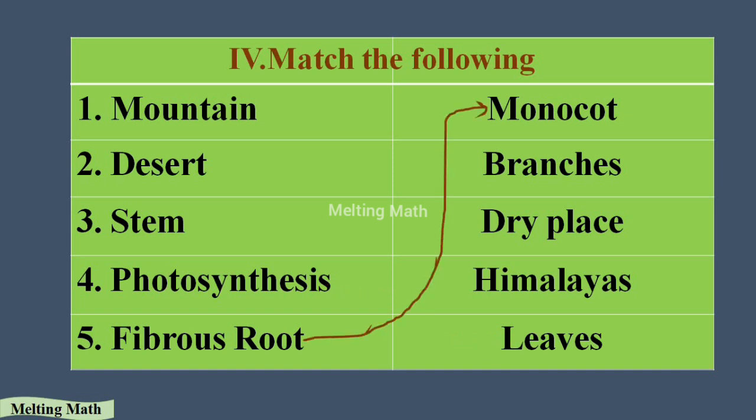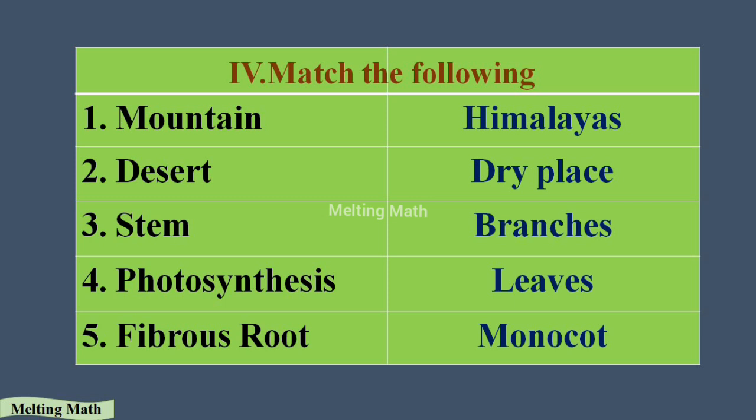Fourth, photosynthesis, leaves. Okay, it occurs in the leaves only, so photosynthesis, leaves. Fifth one, fibrous roots. Monocot is nothing but monocotyledons. Fibrous roots is mostly occur in the monocotyledon. So finally here is the answer.